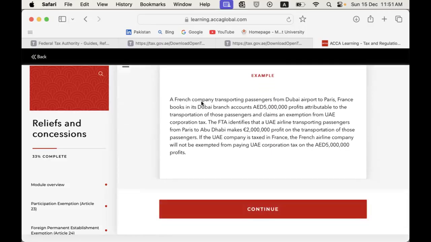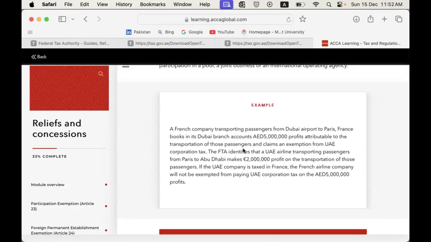A French company transporting passengers from Dubai airport to Paris, France, books in its Dubai branch 5 million dirhams profit attributable to the transportation of the passengers and claims an exemption from UAE corporation tax. FTA identifies that a UAE airline transporting passengers from Paris to Abu Dhabi makes 2 million euro profit on the transportation of those passengers. If the UAE company is taxed in France, the French airline company will not be exempt. So that is the condition of reciprocity.